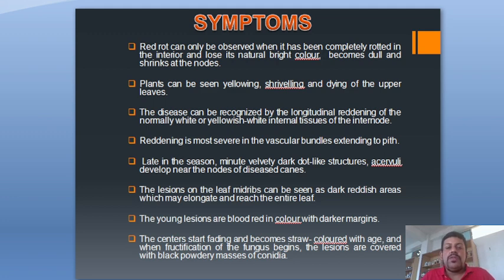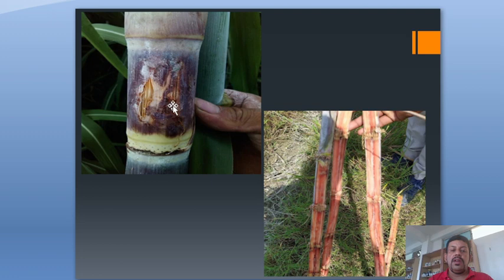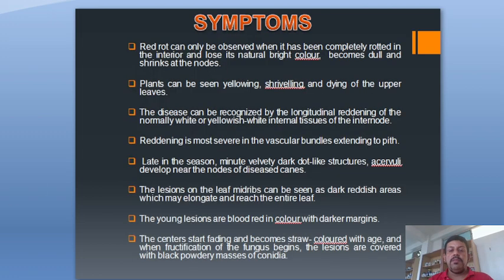Red rot can only be observed when the interior is completely rotted and loses its natural bright color. So in the beginning we cannot see that the sugarcane is being affected by the pathogen. When the host is completely affected by the pathogen, only then do the symptoms appear from the outer side, as you can see in the previous slide. So that is very interesting. In the symptoms we can see the plants yellowing, shriveling and drying on the upper leaves.